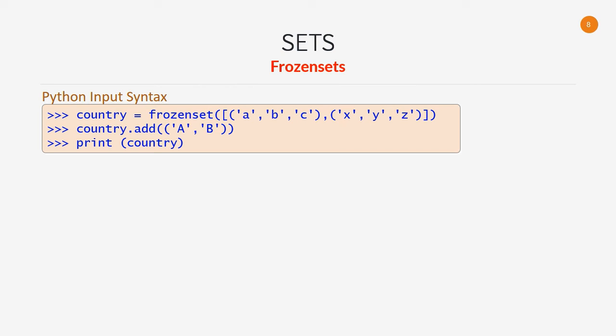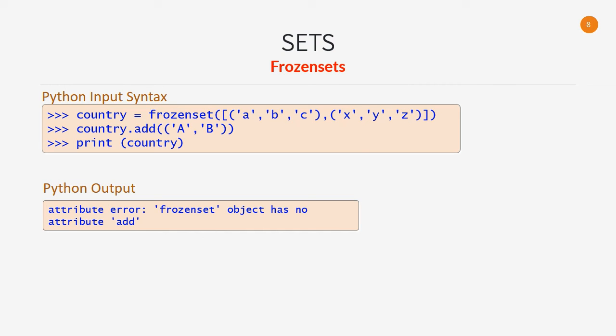Now in the next line, using the add function, we have tried to add another tuple to it to see what happens. Though the frozen set is immutable, let's see what happens when we try to add a tuple to it, right? The way to use the add function is country.add. After that, inside the braces, we have stored a tuple with 2 elements, right?